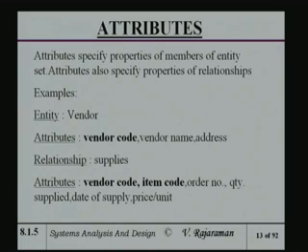it is an order number, which again is an identification of the order, which is a unique identification. So order number, quantity supplied, date of supply, price per unit. These are all attributes of a relationship.